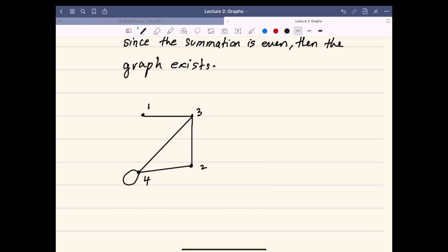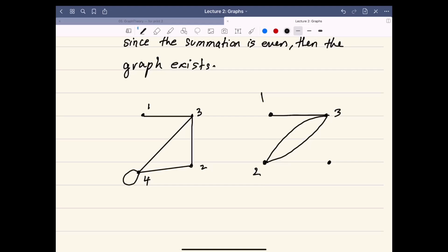So this is one drawing of the graph, or we can draw it differently by using parallel edges. Maybe I should try this. So here I'm going to draw parallel edges. Here we have a 3, here we have 1, and we have 2.